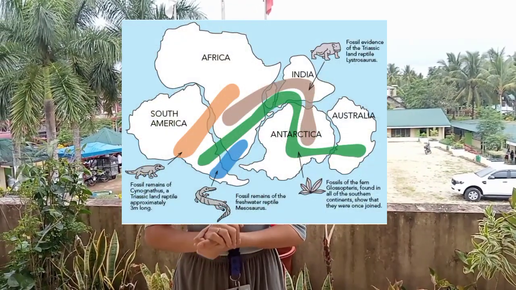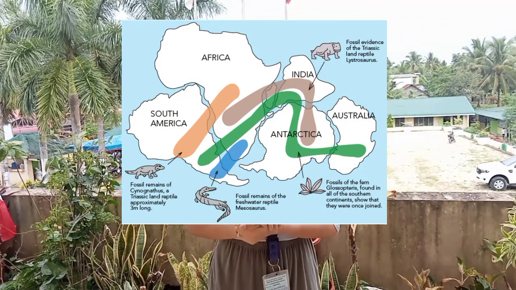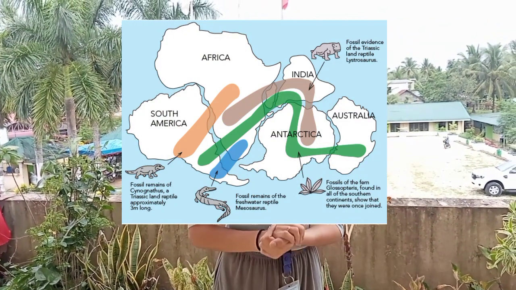Scientists have found fossils of similar types of plants and animals in rocks of similar age. These rocks were on the shores of different continents. This suggests that the continents were once joined. For example, fossils of Mesosaurus, a freshwater reptile, have been found both in Brazil and Western Africa. The land reptile Lystrosaurus has been found in Africa, India, and Antarctica.